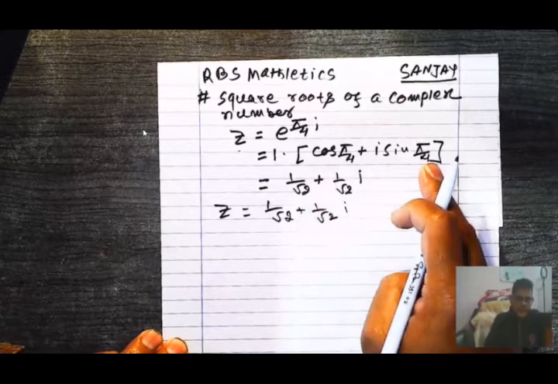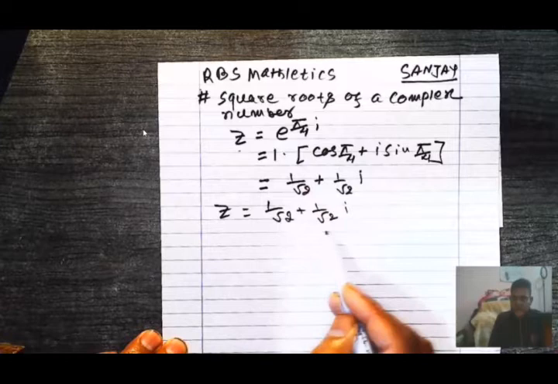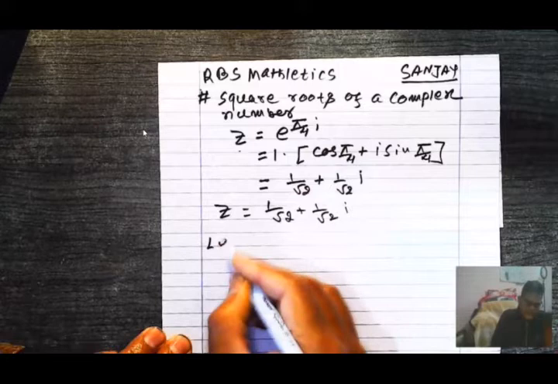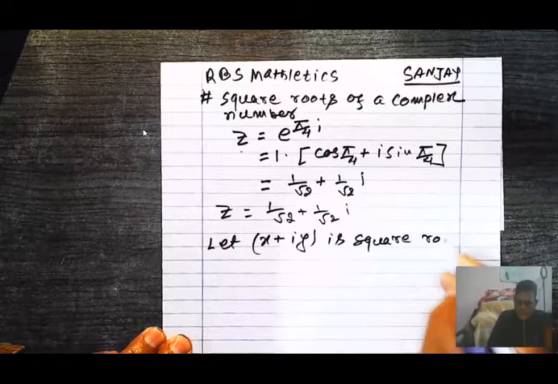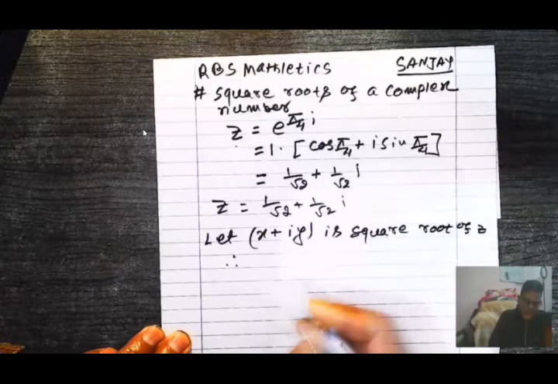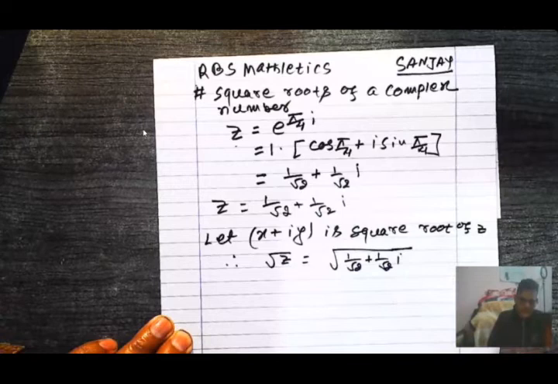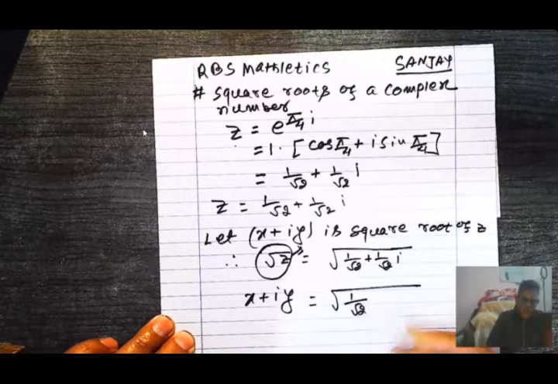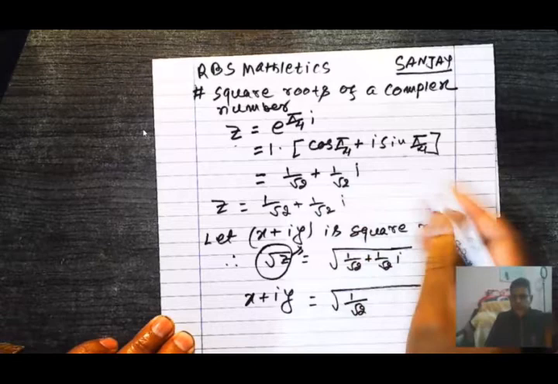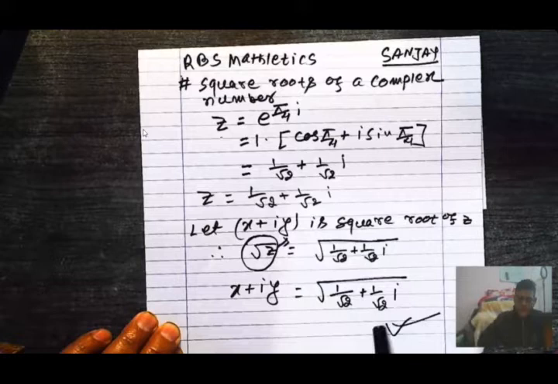Okay, so at this time I am going to explain the square root of this sort of complex number. Here let x plus iy be a square root of z. Therefore the square root of z equals the square root of 1 by root 2 plus 1 by root 2 i, because here pi by 4 was 45 degrees, and cos 45 degrees is 1 by root 2, and similarly sin 45 degrees is 1 by root 2. Then we proceed after this step in order to find the square root of z.